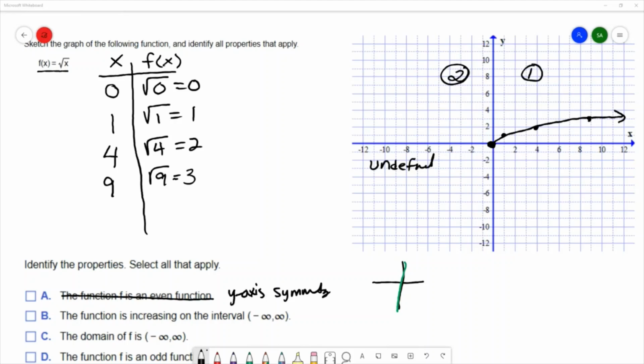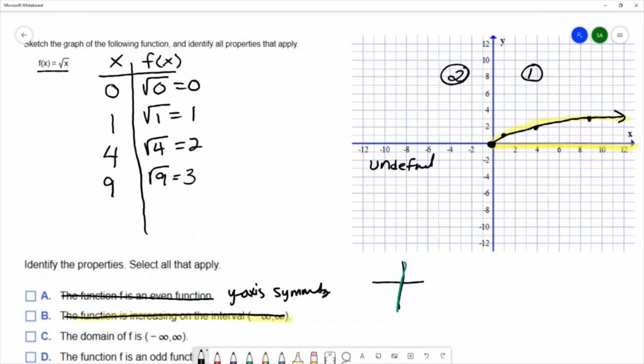Okay, the next property says the function is increasing on the interval from -infinity to infinity. And this function is not defined on the interval from -infinity to infinity. This function is only defined from 0 to infinity. So even though this function is increasing the whole time, it's only increasing from 0 to infinity. And so we would not select this property.